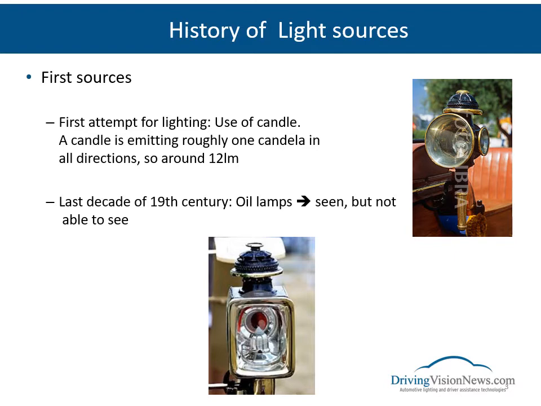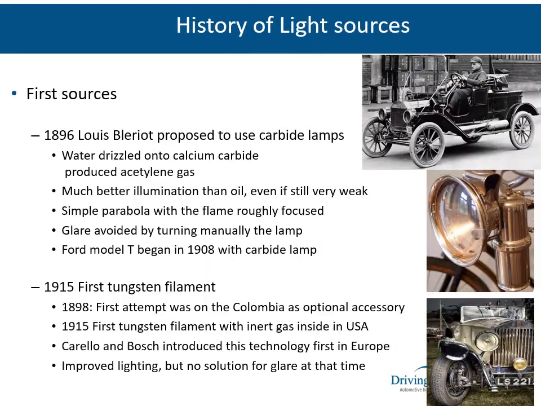After, oil lamps were introduced, better, but mainly to be seen and not really to see. At the end of the 19th century, Blériot proposed to use carbide lamps. Carbide was already used, for instance, in mines, and it's a light that is produced by the combustion of acetylene gas, which is itself produced by putting water on calcium carbide. We naturally have much better illumination than oil, but it's still very weak, perhaps around 50 lumen.